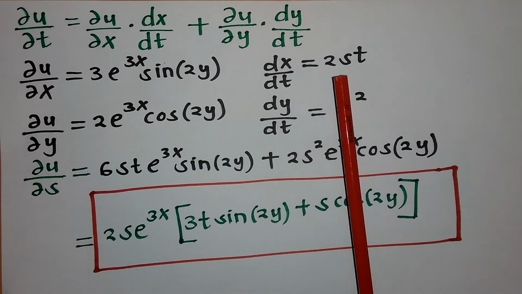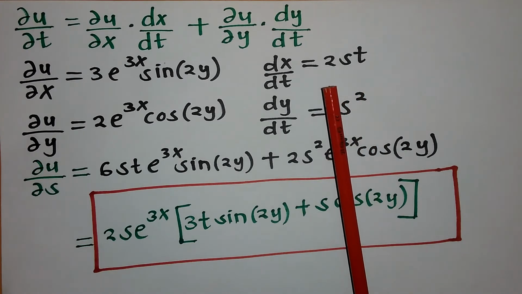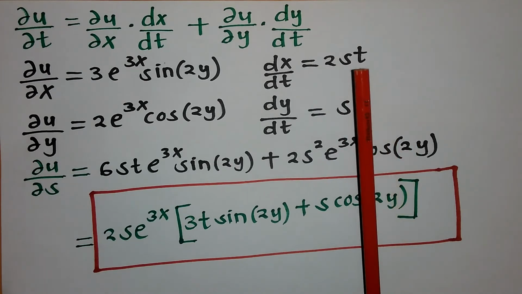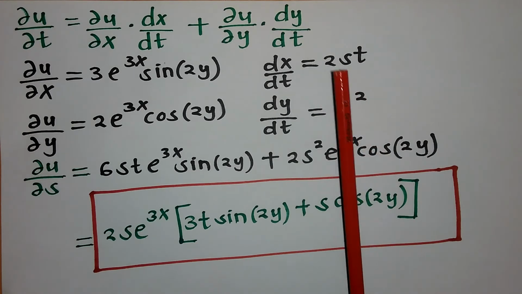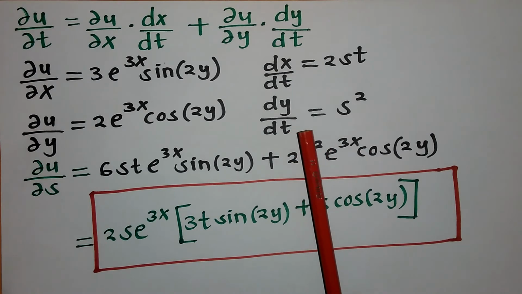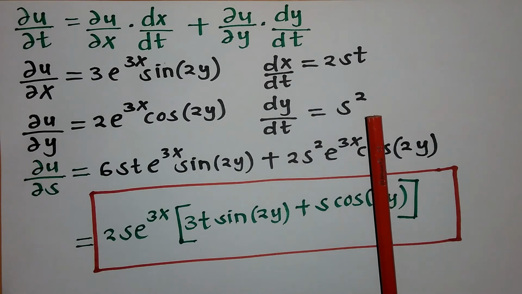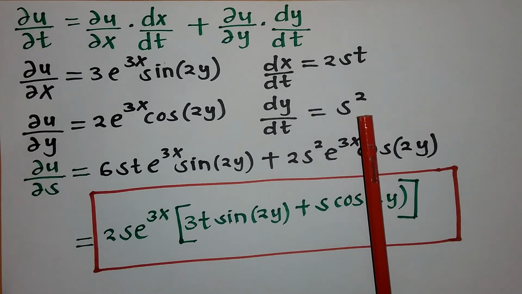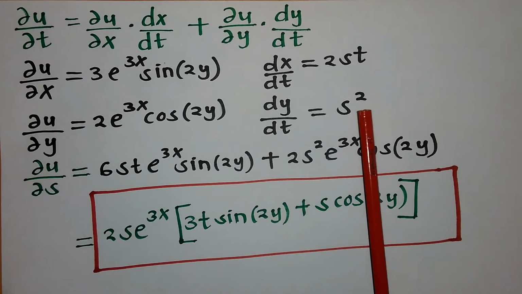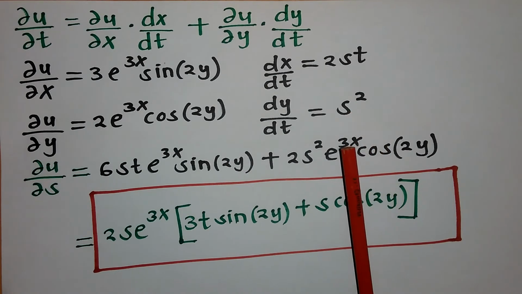We have been given our x as st squared, so if we derive that with respect to t, we treat s as a constant. The derivative of t squared will give us 2t, and therefore we have 2st. In the derivative of y, we have y as s squared t. So we are going to treat s squared as a constant because we are differentiating with respect to t. So the derivative of t will be 1, times s squared will be s squared.